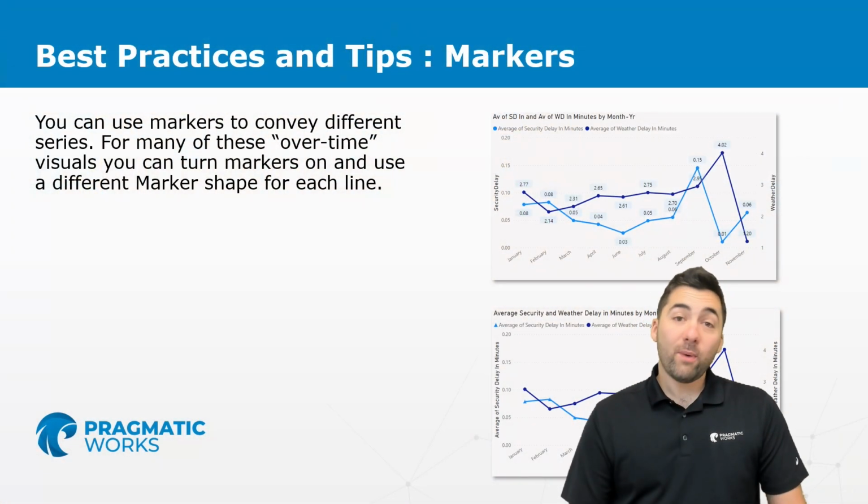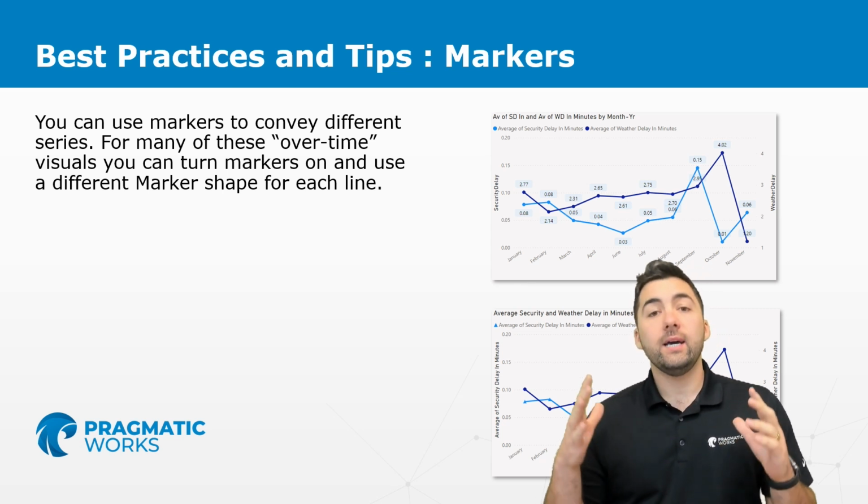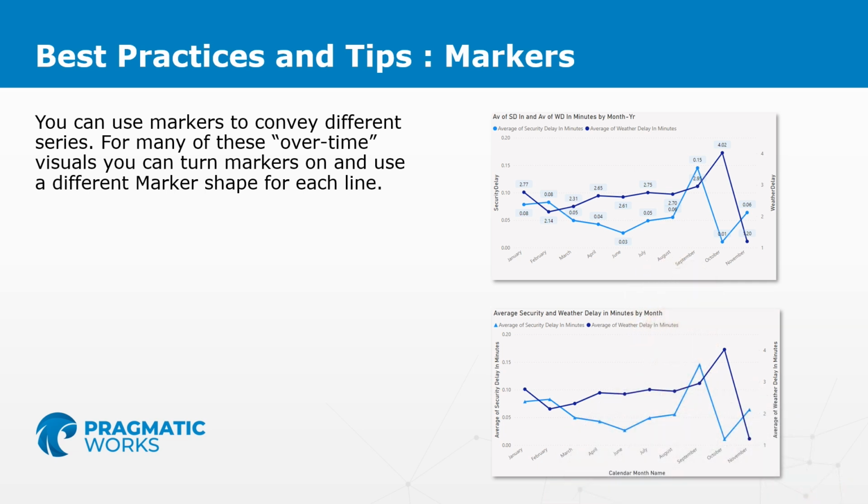All right, so best practice number one here for those line charts or anything you're showing over time is going to be the option to add in markers. So for markers, you can use these markers to convey what particular series you want to look at. So if you turn markers on, essentially what you're going to get is a dotted piece that will mark what is going on in the line. So in this case here, we've got months. Those specific month points are denoted by a particular marker.